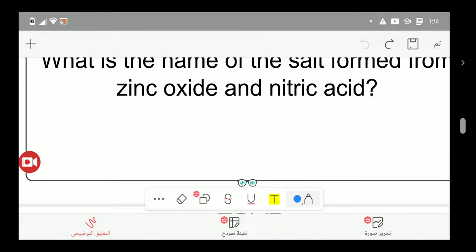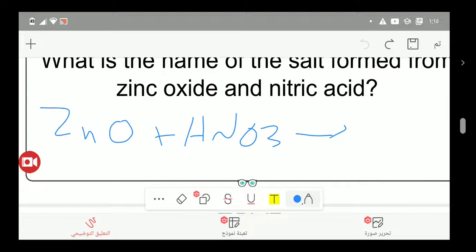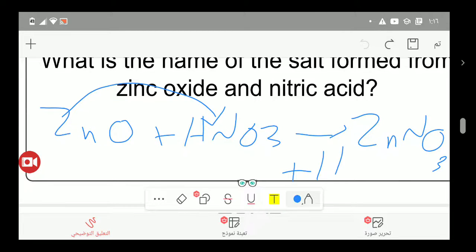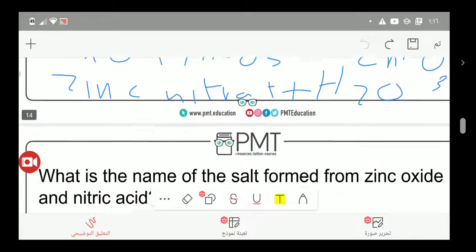Zinc oxide, ZnO, plus nitric acid, HNO3. Also, zinc will displace hydrogen and form Zn(NO3)2, plus H2O, water. The result is zinc nitrate plus water. Is that easy? All of them have the same idea.